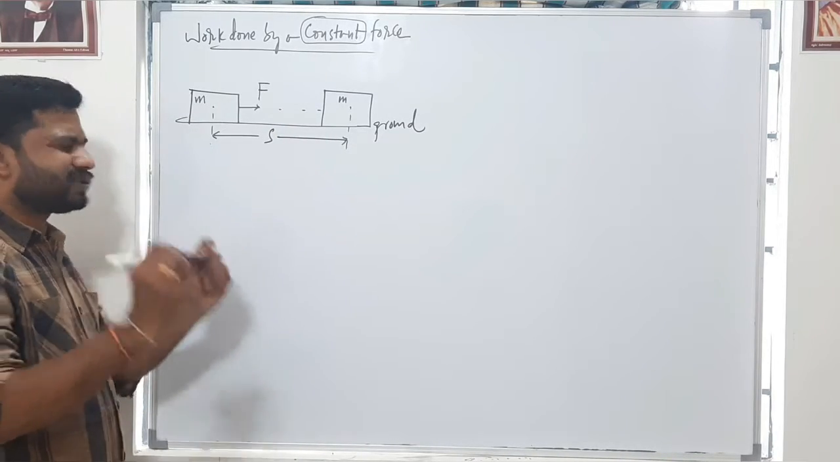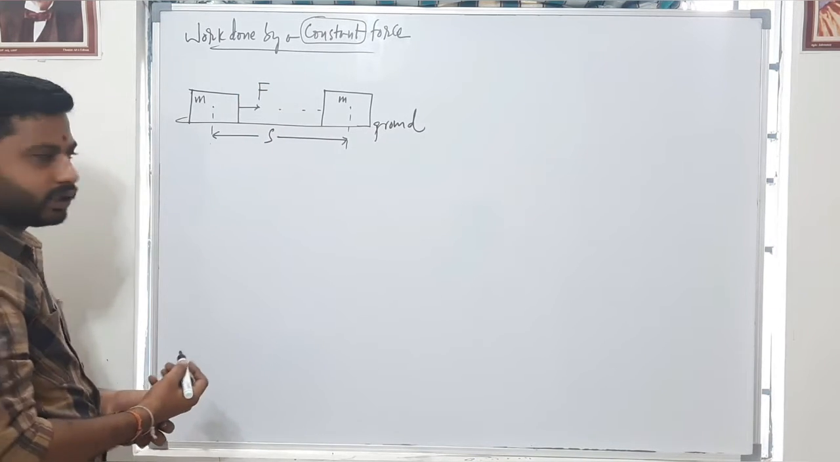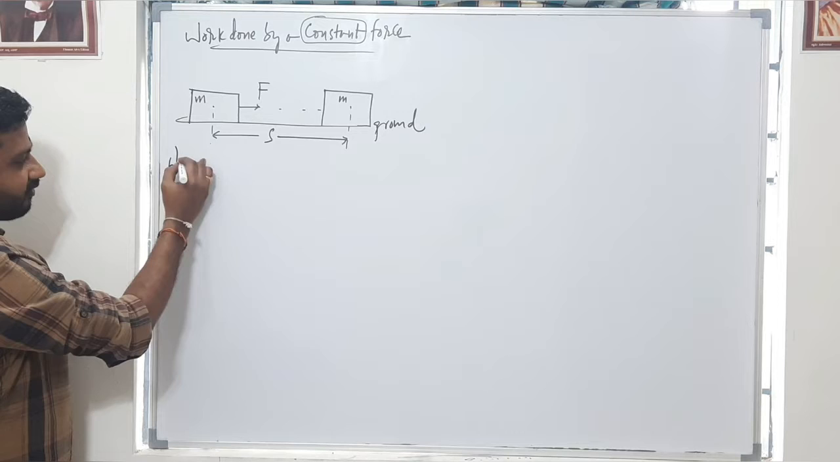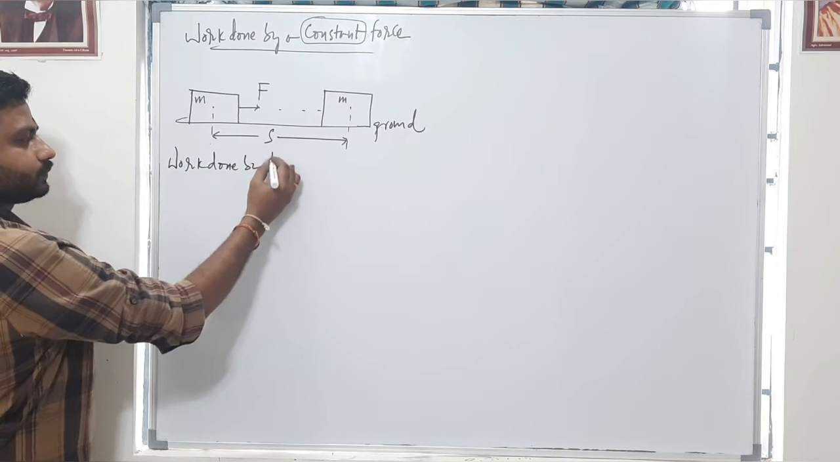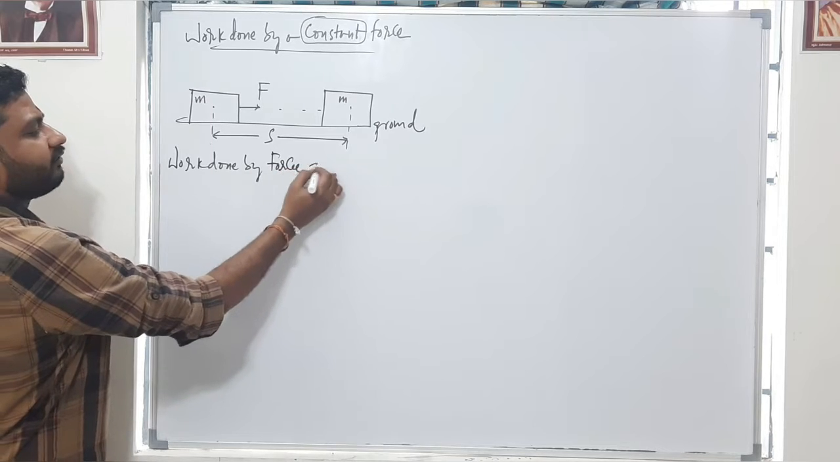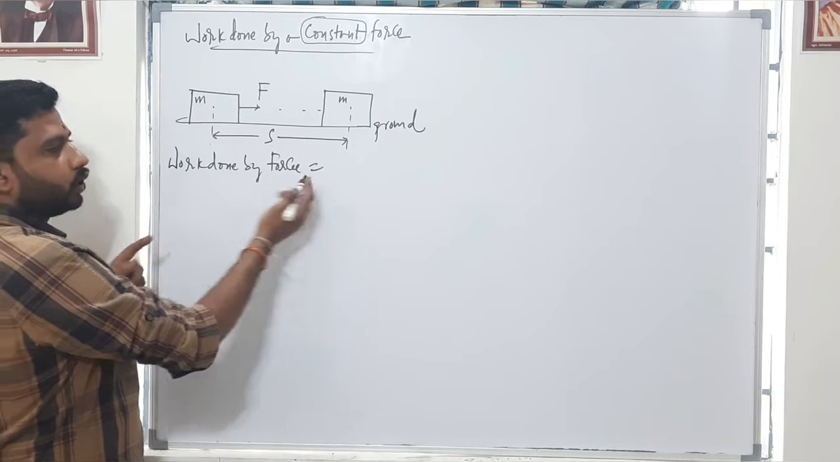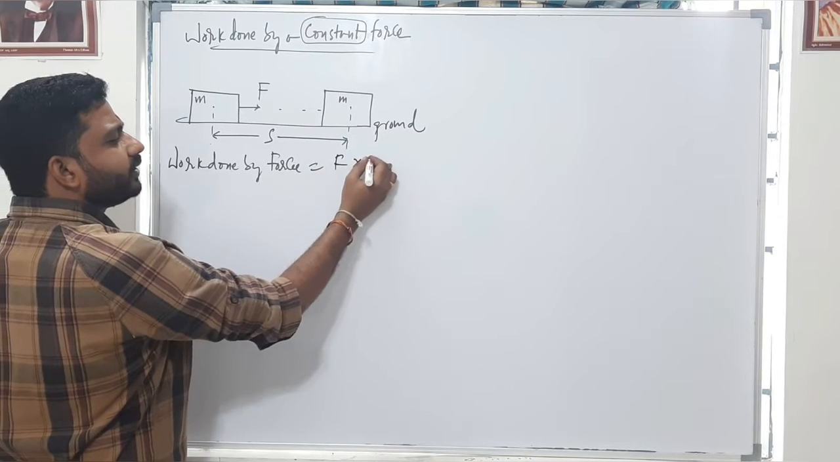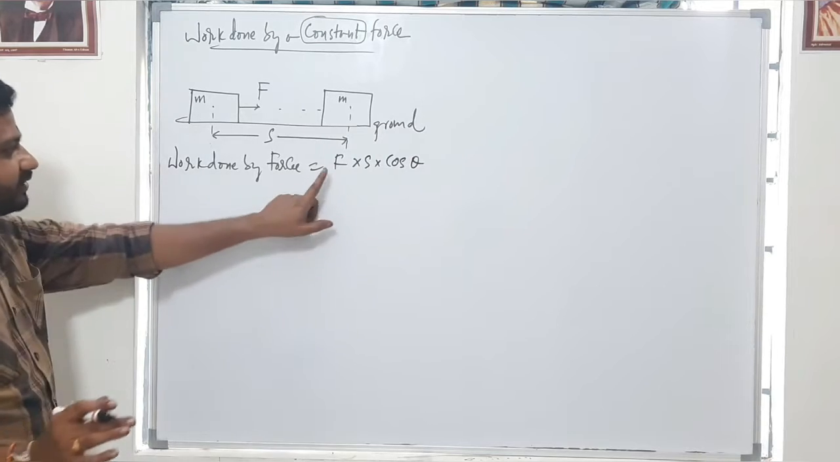The question is so simple. What is the work done by this force? Look here. So the question is work done by the force. Work done by the force is equal to, what we have discussed, the formula: W is equal to force into displacement into cos theta. Clear? So what is this force?